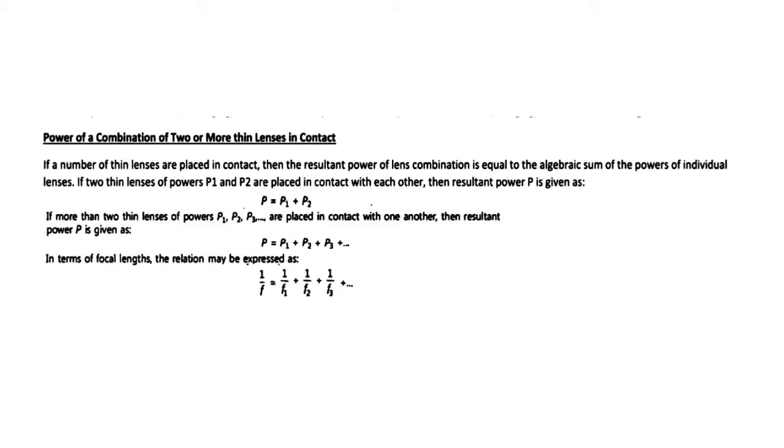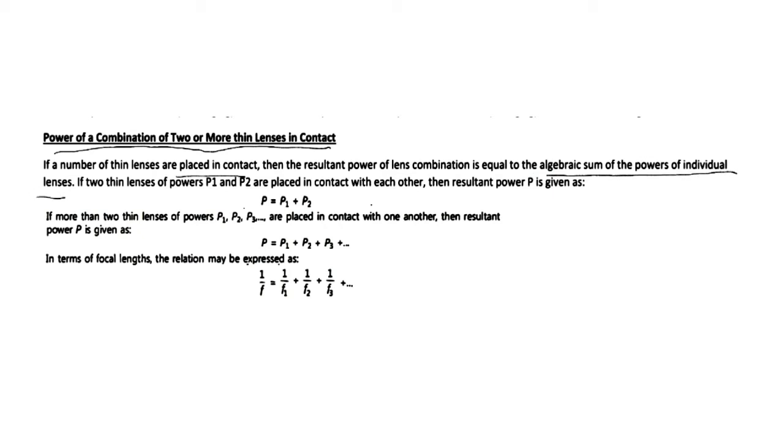Now, the last topic of this chapter is power of combination of 2 or more thin lenses in contact. Now, if you are given a number of thin lenses placed in contact, what should be the total or resultant power of the lens combination? It will be equal to the algebraic sum of powers of individual lenses.